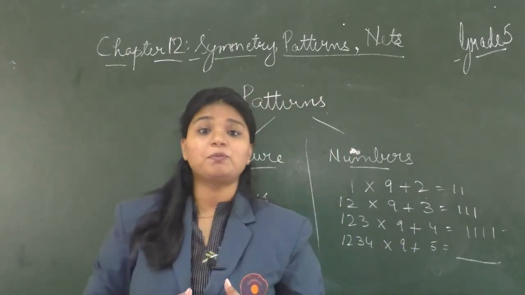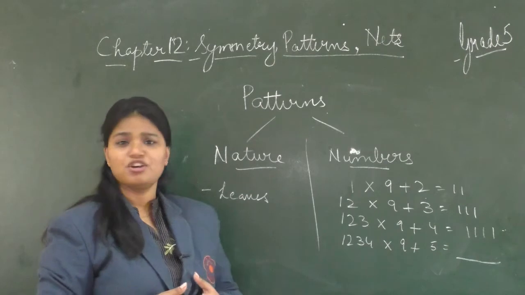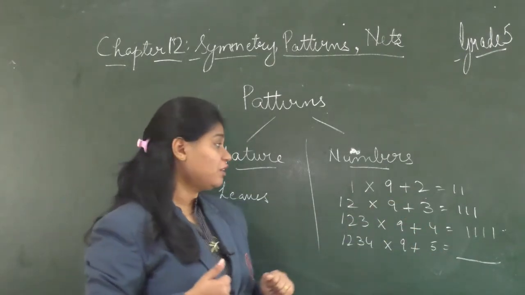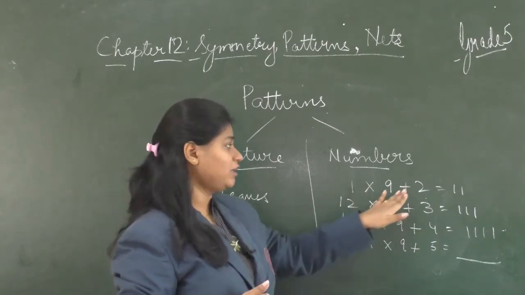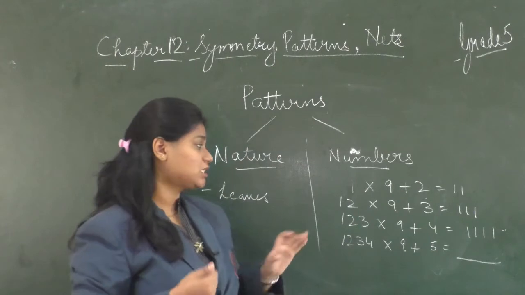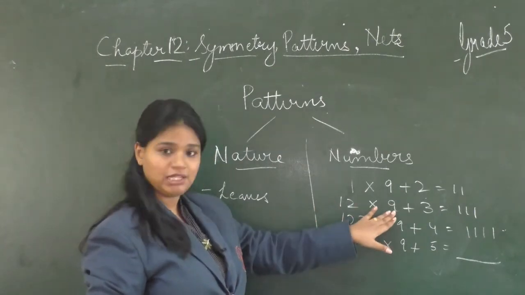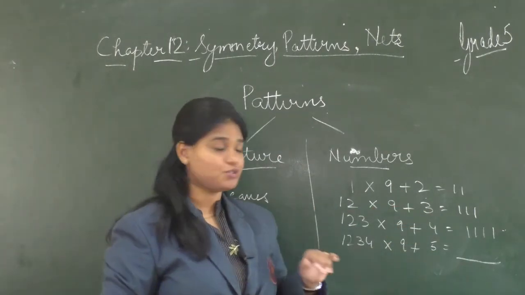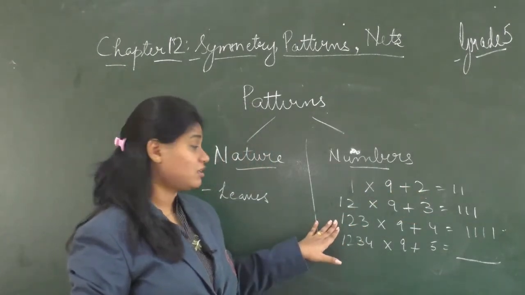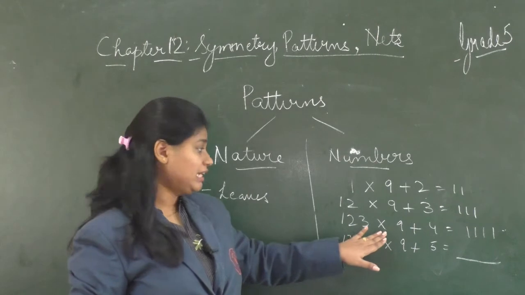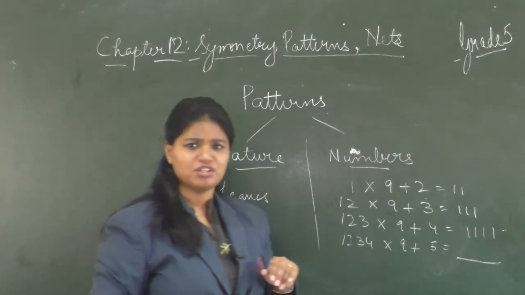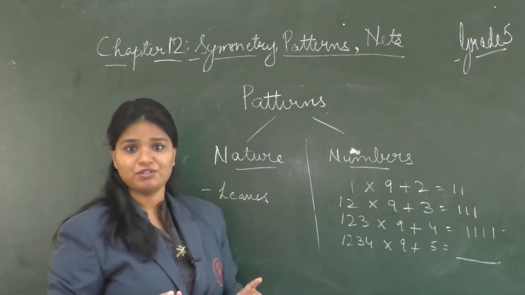Now let's talk about patterns in numbers. So here, as you can see, I have written few numbers. Here first it is 1 into 9 plus 2 is equal to 11. Next, 12 into 9 plus 3 is equal to 111. Moving on to the next row, 123 into 9 plus 4 is equal to 1111. So as you can notice, there is a pattern formed, right?